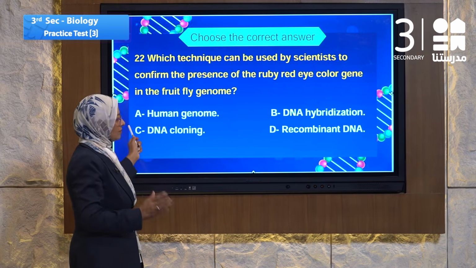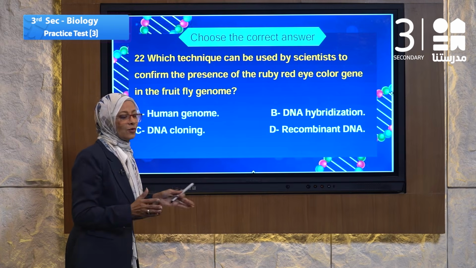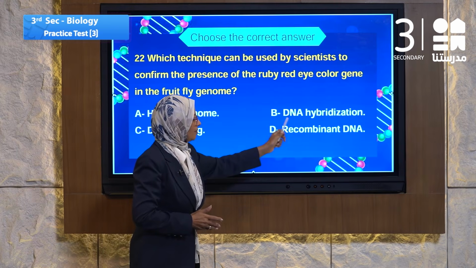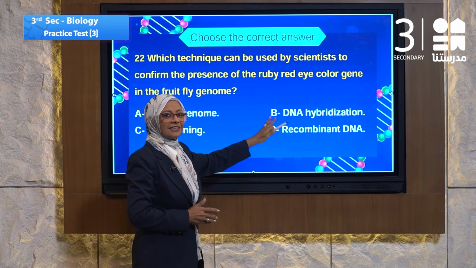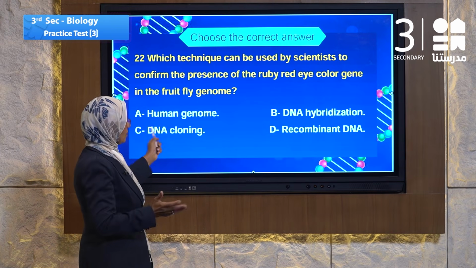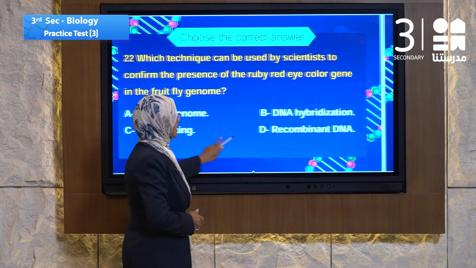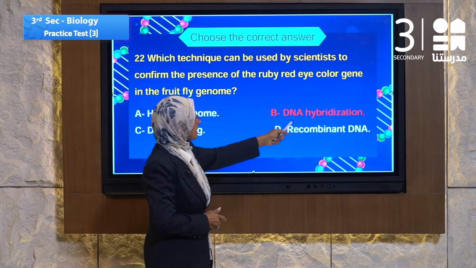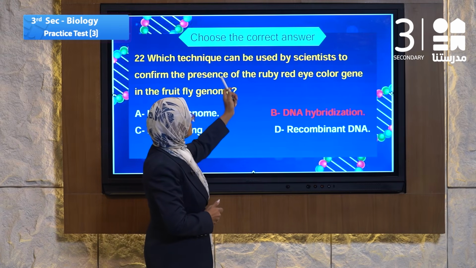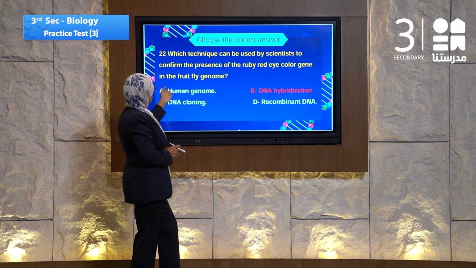Number A, human genome, not a human genome, because there are differences in the number of chromosomes found in these. Number B, DNA hybridization, let's leave it for the last part. C, DNA cloning, no. Recombination of DNAs, no. The answer must be number B. B, DNA hybridization is the technique used to find out the presence of the ruby red color gene of the fruit fly.